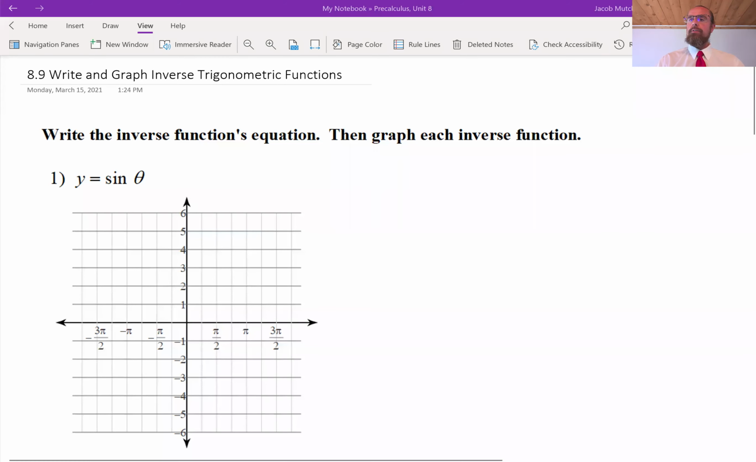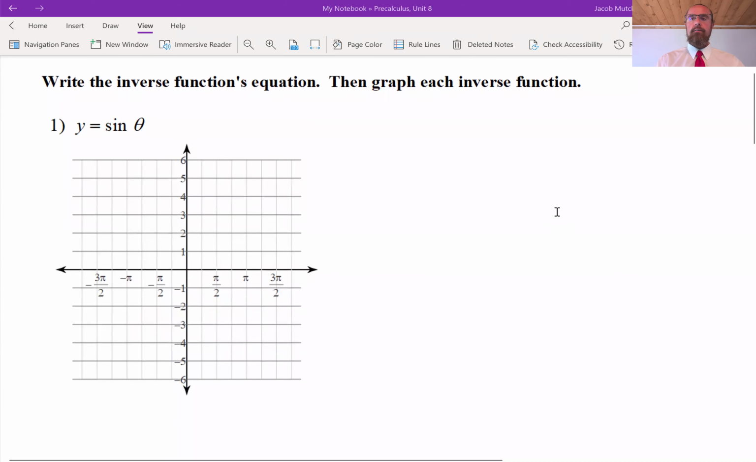Welcome to Pre-Calculus. Today we will investigate writing and graphing inverse trigonometric functions. We'll take a look at 3 total examples. Our first example is one of our basic trigonometric functions, y equals sine of theta.